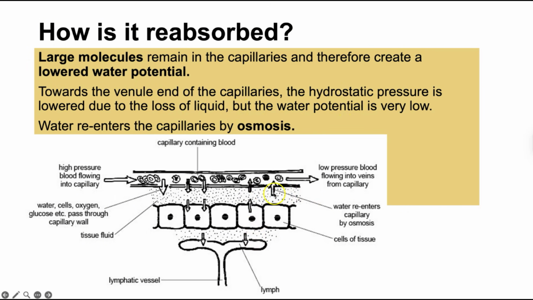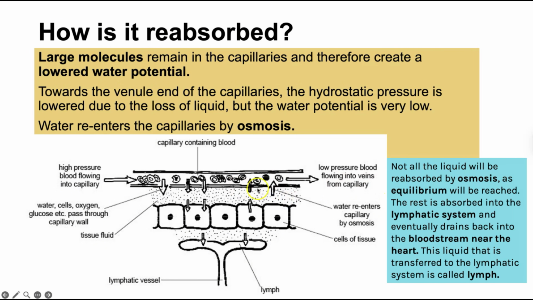Now, within that water, there might be dissolved substances that are also reabsorbed, but that's not what you need to say. Because this is osmosis, that means eventually you will reach equilibrium in the water potential because water is moving in by osmosis. And when equilibrium is reached, no more water from that tissue fluid can be reabsorbed. But we need to reabsorb as much of it as possible, otherwise you get swellings in the body where you've got too much water outside of the blood vessels.